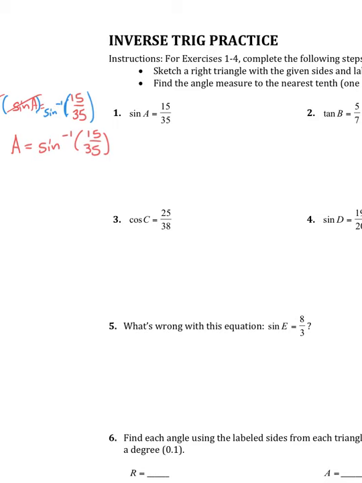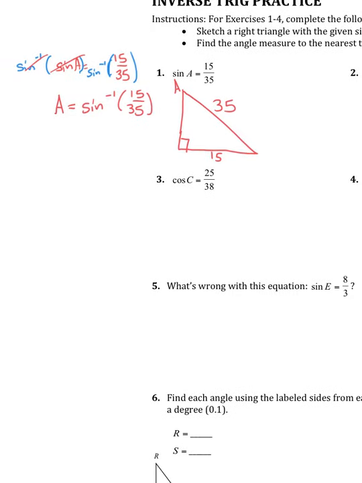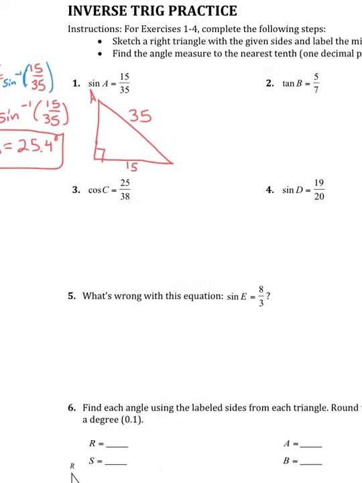It does say sketch a triangle for these ones, so I do want to do a quick sketch. I'll say, okay, well, the opposite side of angle A, we'll say this is angle A, is going to be 15. Hypotenuse is going to be 35. That's what my sketch looks like. I go ahead and put this into my calculator, and I find the measure of angle A is 25.4 degrees. It says round to the nearest tenth, one decimal place. So that's what I'd put in there for my measure of angle A.